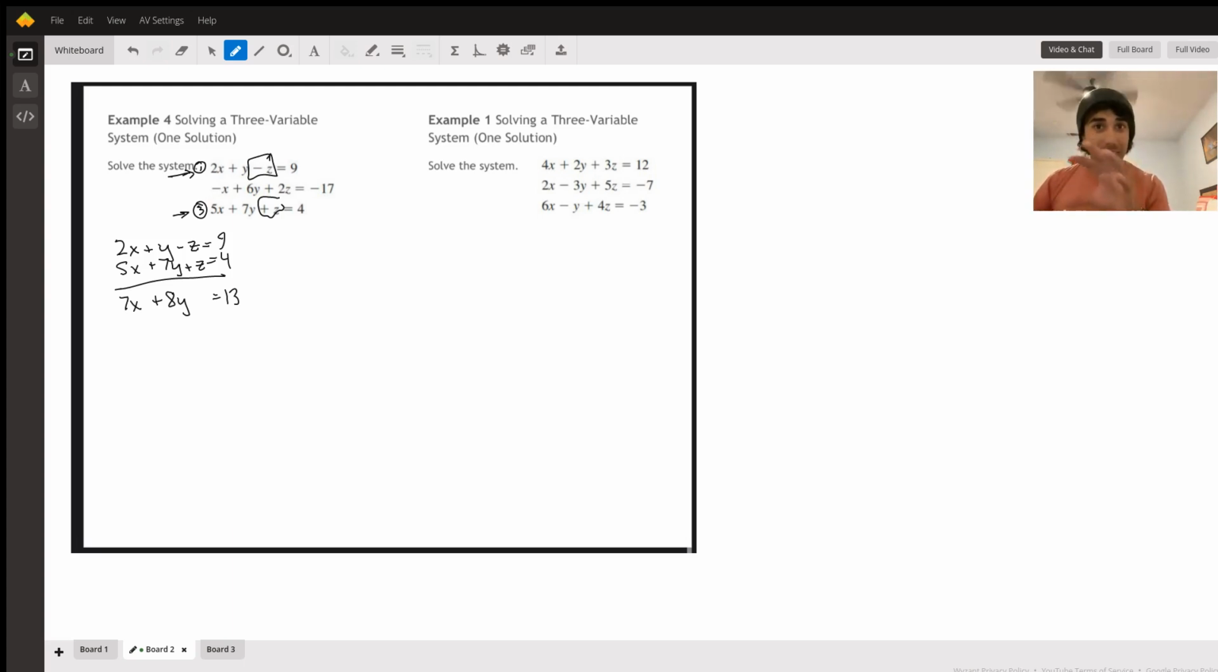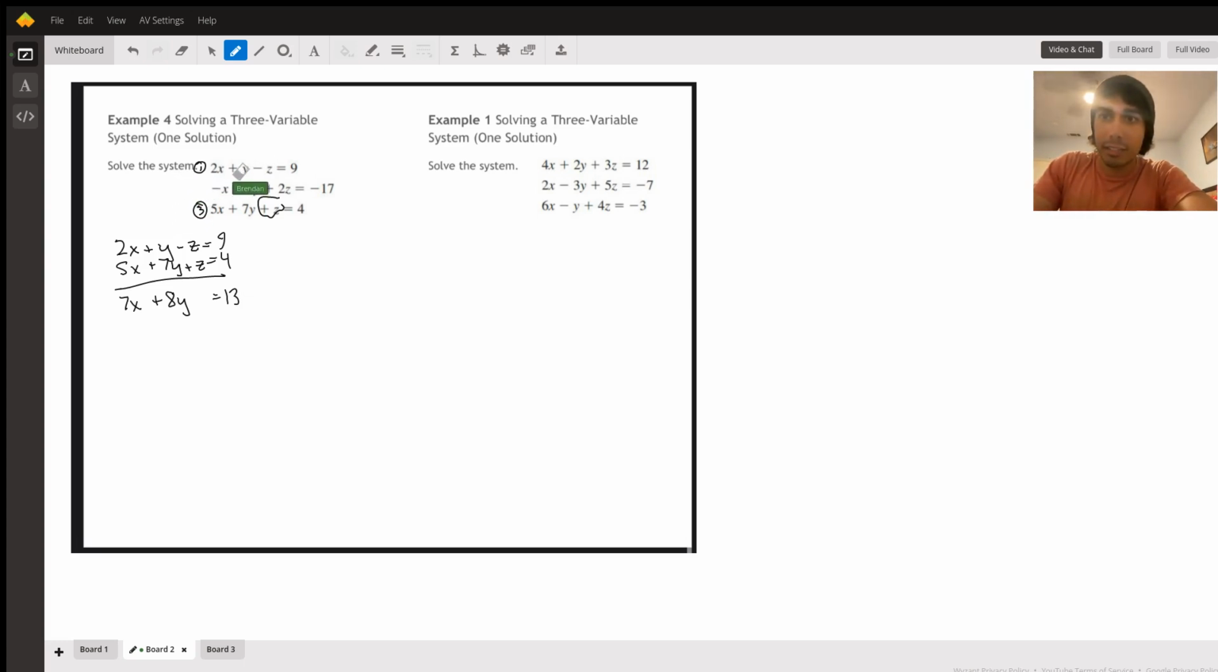So that means my next combination needs to also be for the purpose of eliminating z. But I can't use the same combination. Otherwise, it'll give me the same equation. That's not going to do me any good. So I can't use 1 and 3. So I can either use 1 and 2, or I could use 2 and 3. All right?